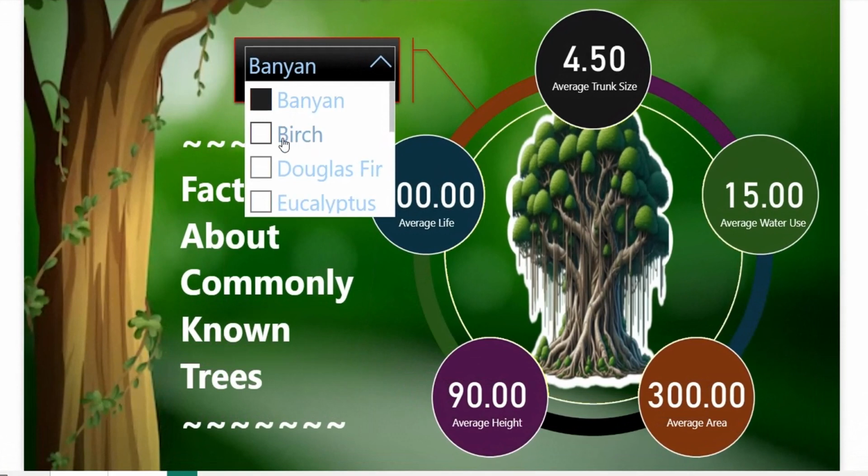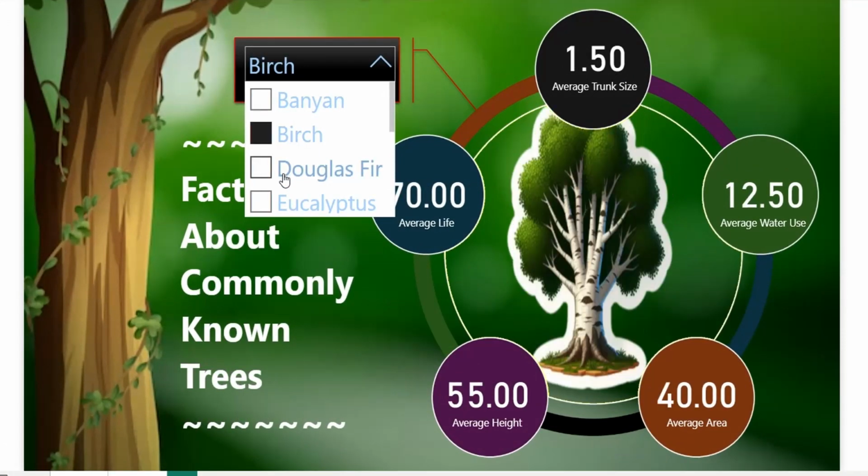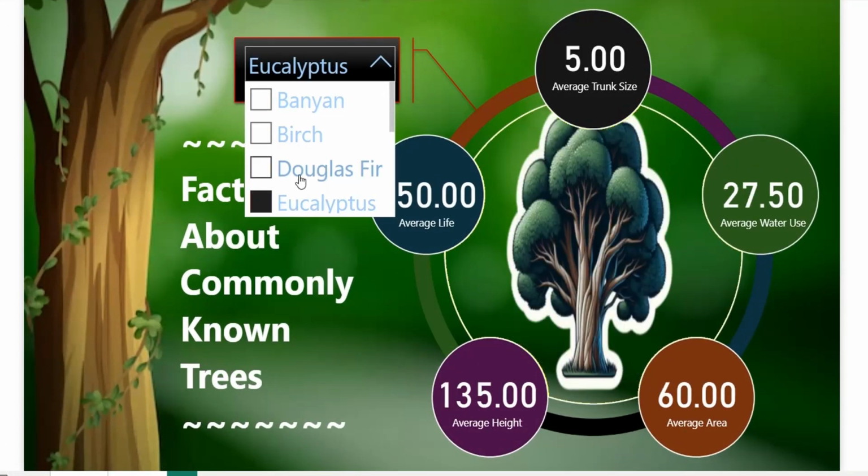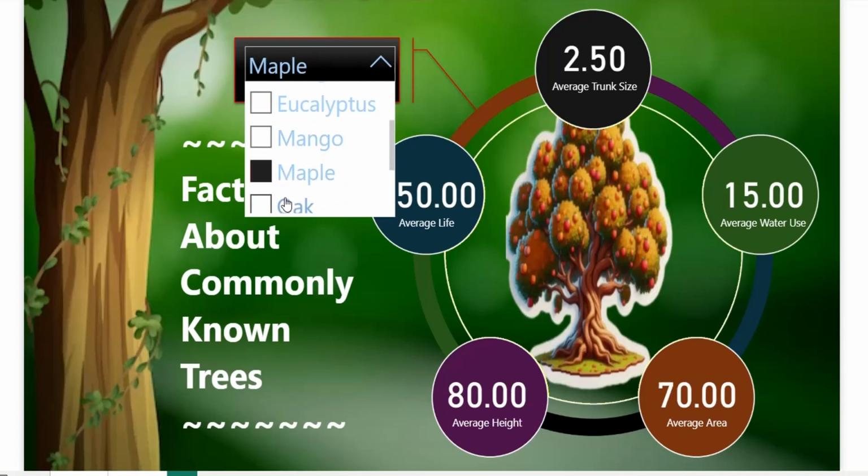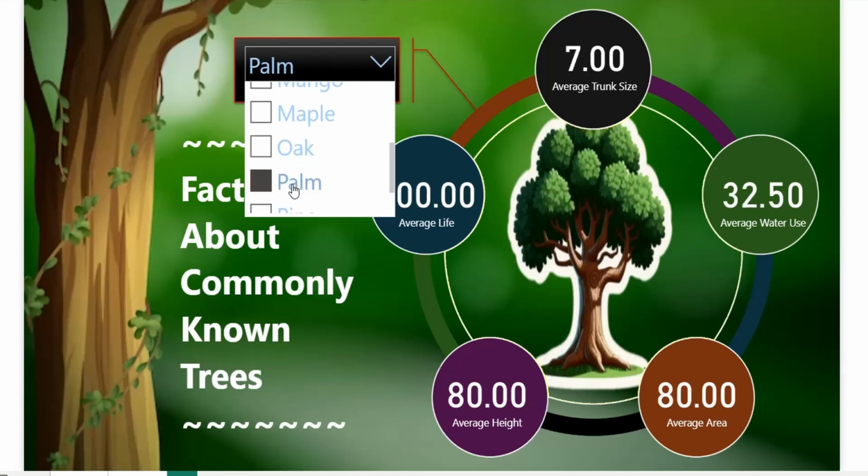We can simply select a tree and see its statistics on this page. And on the other page, we can compare these statistics using a bar chart and a tree map visual.